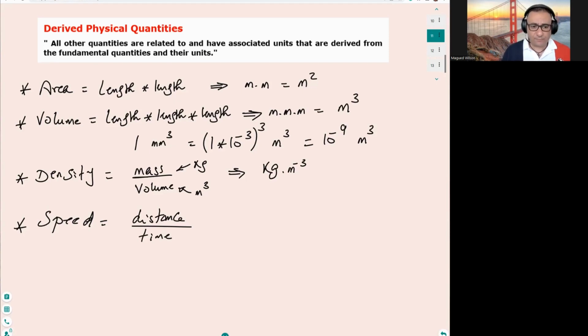So speed is distance over time. Distance in meters, time in the SI system is seconds, not minutes, right? So that means the speed is going to be meter second -1.